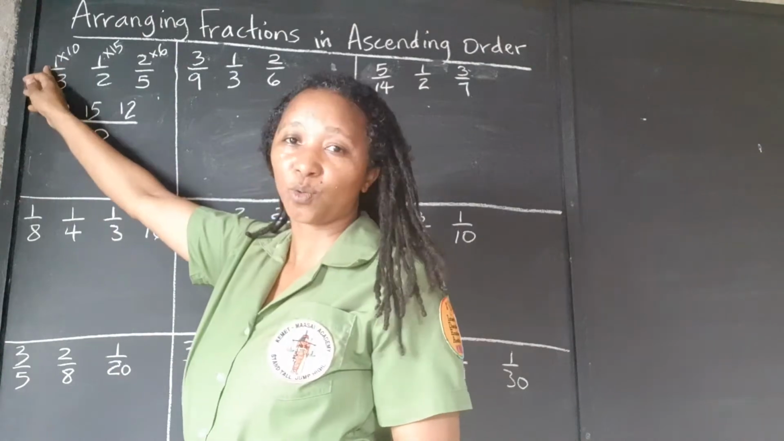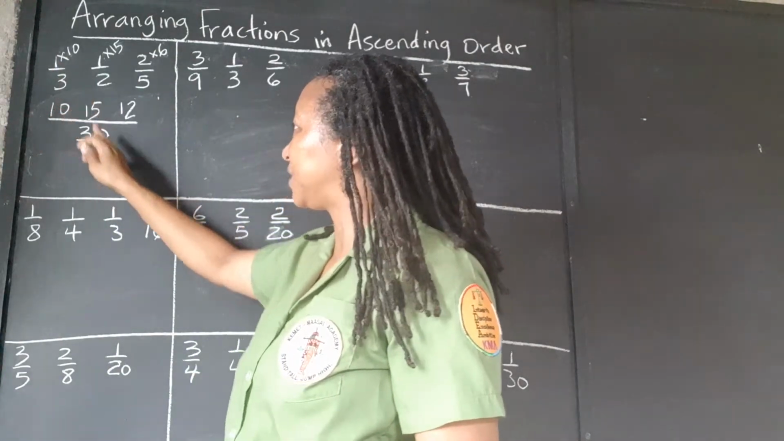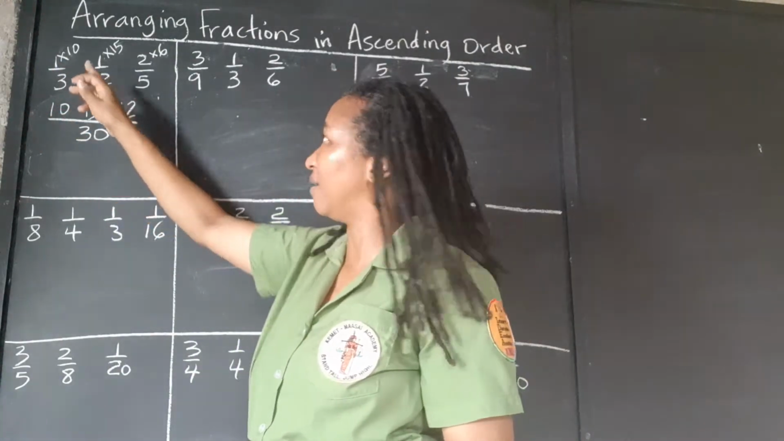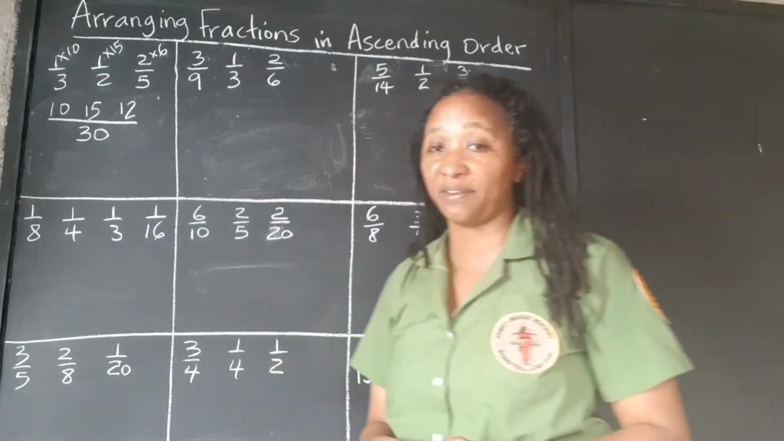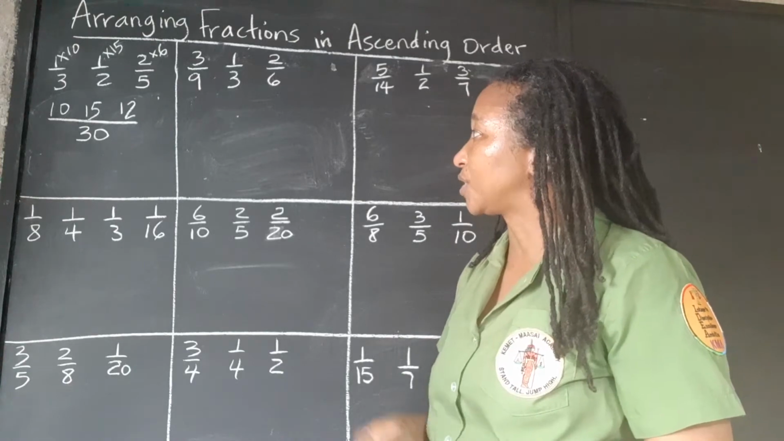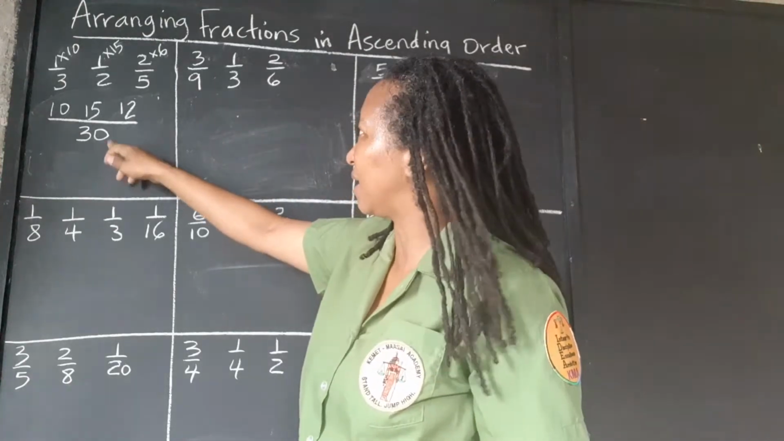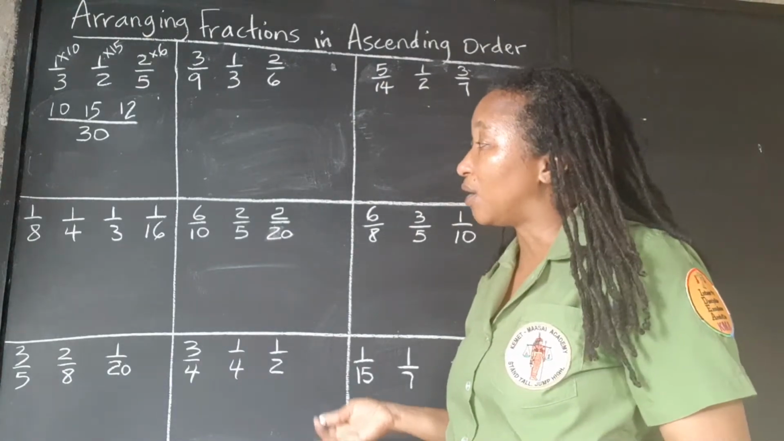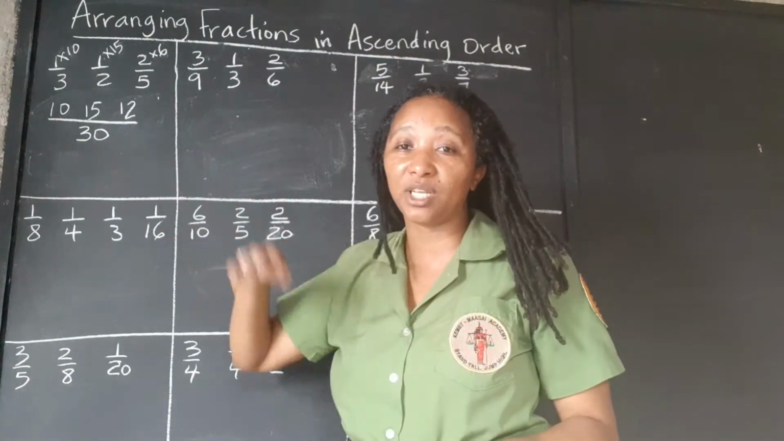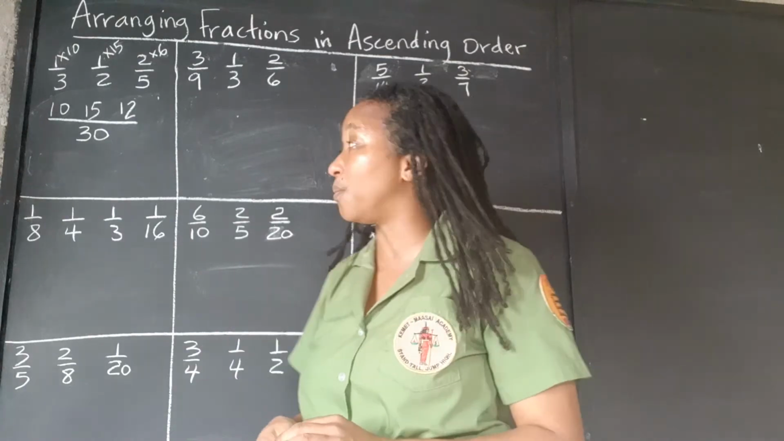10/30 is equivalent to 1/3. 15/30 is equivalent to a half. And 12/30 is equivalent to 2/5. So now that we have them over the same denominator, we can go ahead and compare them.